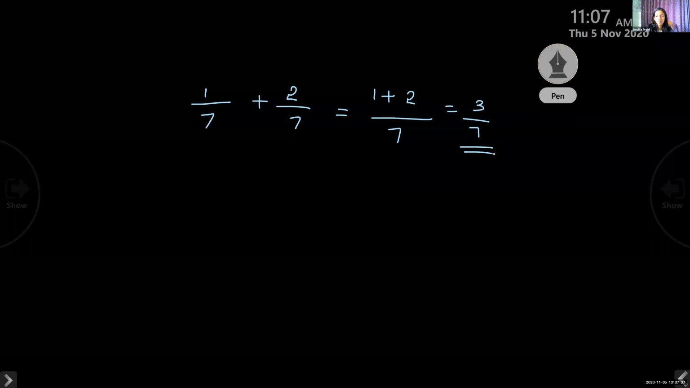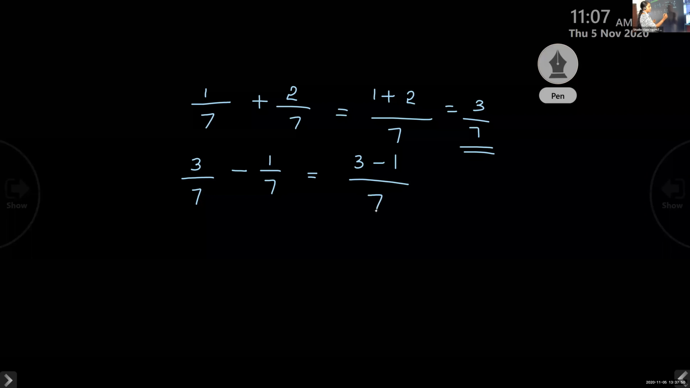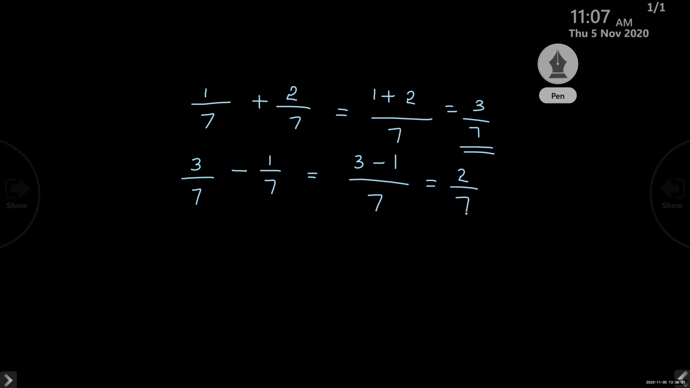Okay, same process. If it is 3 by 7 minus 1 by 7, how will you do it? We will do 3 minus 1, with the common denominator 7, and our answer is 2 by 7. Clear? Yes, ma'am. So addition and subtraction of like fractions is very easy. Just write the denominator and add or subtract according to the question.